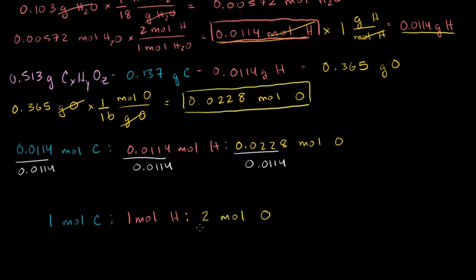So that tells us our empirical formula for our mystery acid. We don't know the molecular formula, but we know the simplest whole number ratios. It must be 1 carbon for every 1 hydrogen, and for every 1 carbon and 1 hydrogen, we must have 2 oxygens. So it's CHO2. That is the empirical formula for our mystery acid.